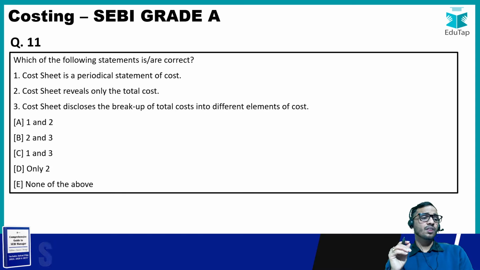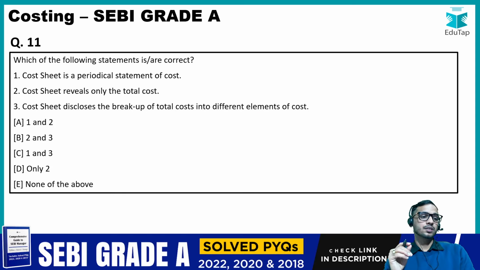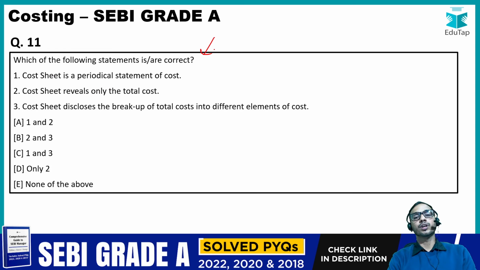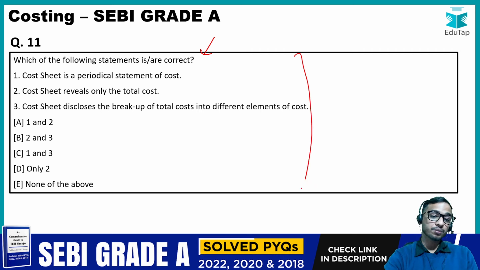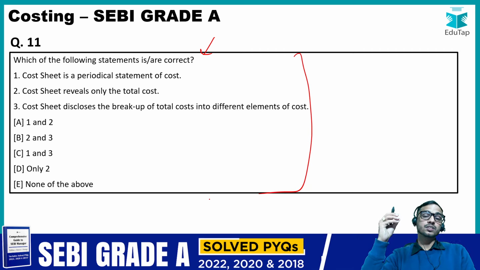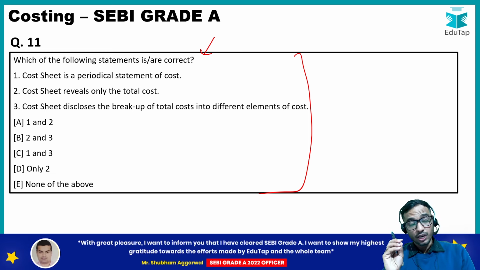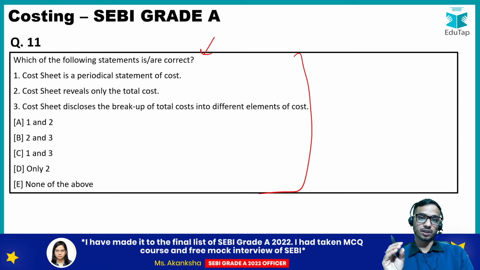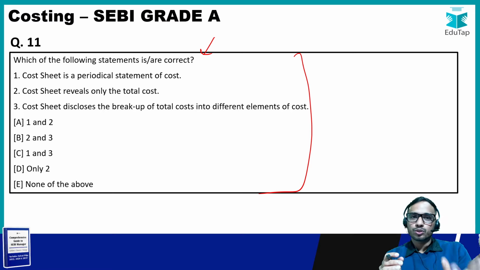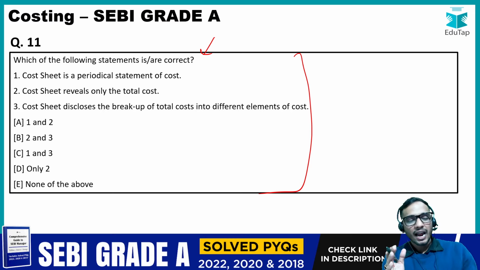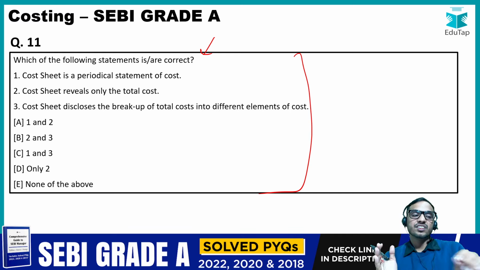Okay. Now we have the 11th question as, which of the following statements are correct? Cost sheet is a periodical statement of cost. Now to attempt this question, you need to understand what a cost sheet is. And see, cost sheet is a very important topic in costing. You need to have an understanding of the cost sheet because it is the very primary thing in costing. Because the primary purpose of costing is to find the total costs for a product and to find out the cost per unit of that product, isn't it? So that would be found out with the help of the cost sheet only.